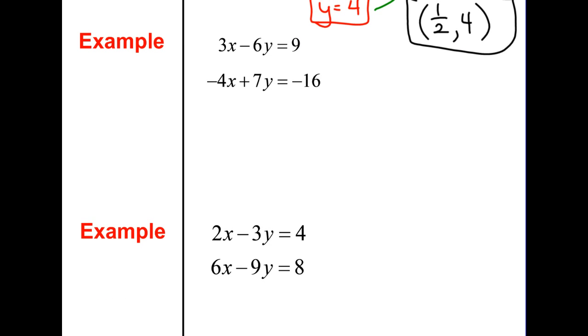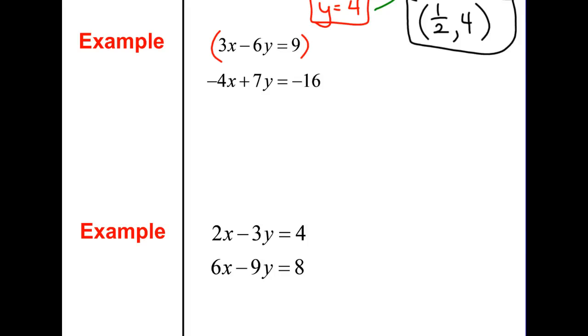All right, let's try another one here. Again, look at your x's, look at your y's. Which ones are easier to multiply to get to? Well, the least common multiple is what we're looking for. The least common multiple of 3 and 4 is 12. The least common multiple of 6 and 7 is going to be 42. I'd rather work with 12 than 42 myself, so I'm going to use smaller numbers. Unfortunately, with this one, we can't multiply one equation to get an answer, so we're going to have to multiply both of them.